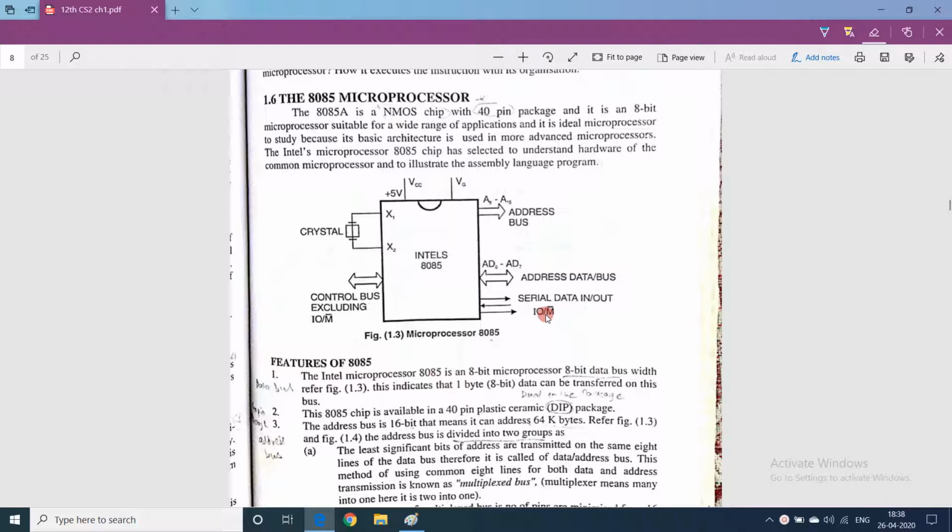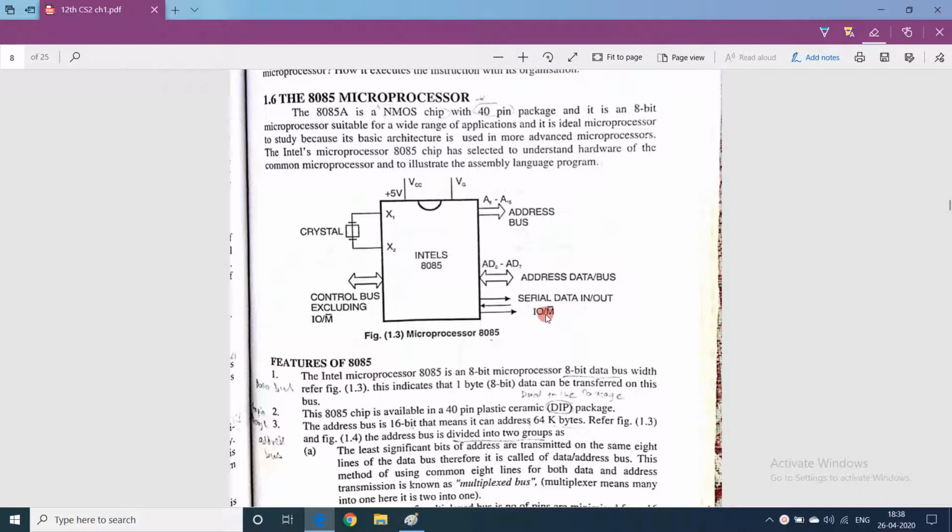NMOS is a type of transistor. MOSFET is a type of transistor. This MOSFET is divided into PMOS and NMOS. So NMOS is a type of MOSFET, and MOSFET is nothing but a transistor. So it's an NMOS chip with a 40 pin package.